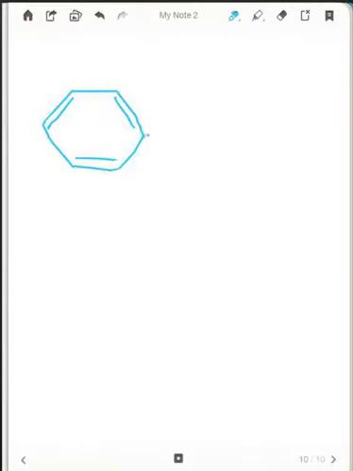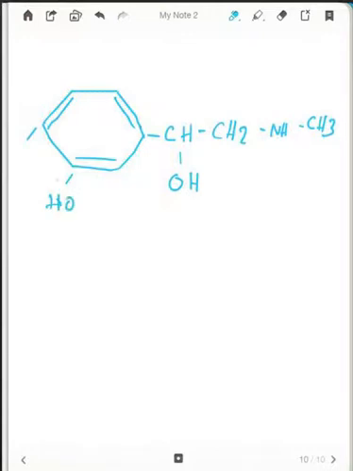And then from the benzene ring, I have this little side chain: carbon, hydrogen, CH2 over here, an NH, and then I believe a CH3, and then I believe I have a hydroxyl group that comes off of this here, and then I have some hydroxyl groups, HO here and HO here.